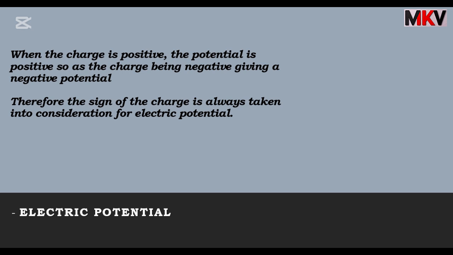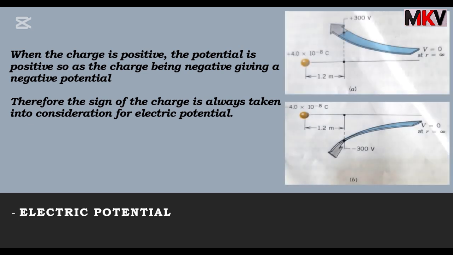So as I said earlier on, the sign of the charge affects the sign of the potential. So if it is positive, the potential will be positive, and if it is negative, the electric potential will be negative. So as you can see in the diagram here, the charge was positive, giving a positive potential, and here the charge is negative, giving a negative potential. So the sign of the charge affects the potential.